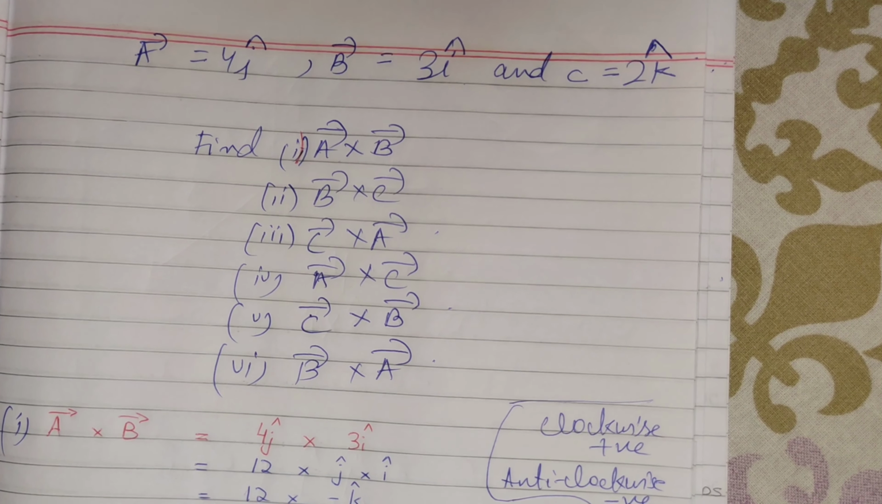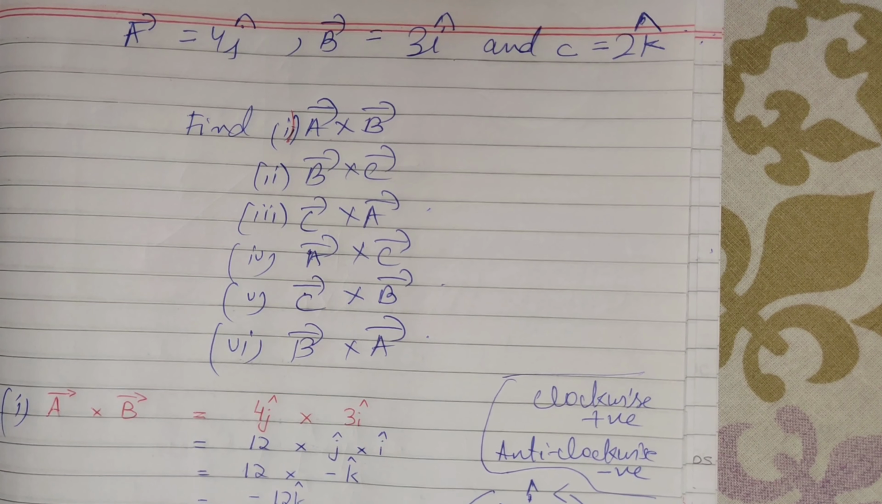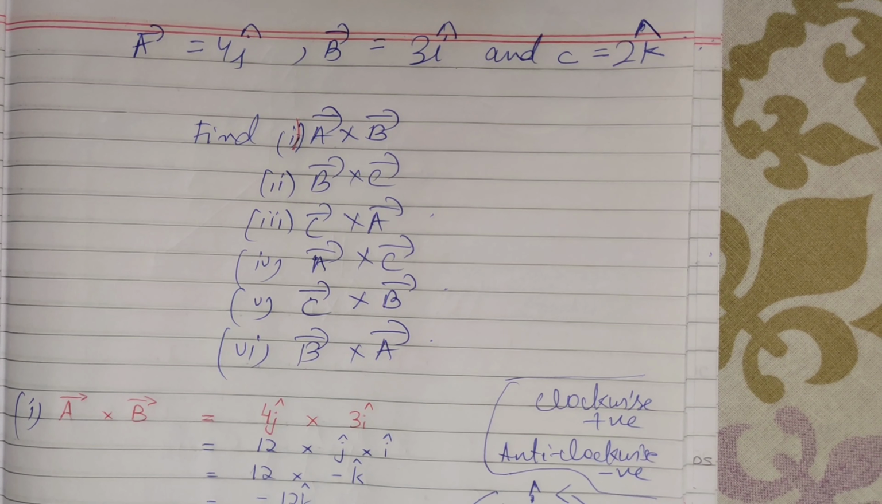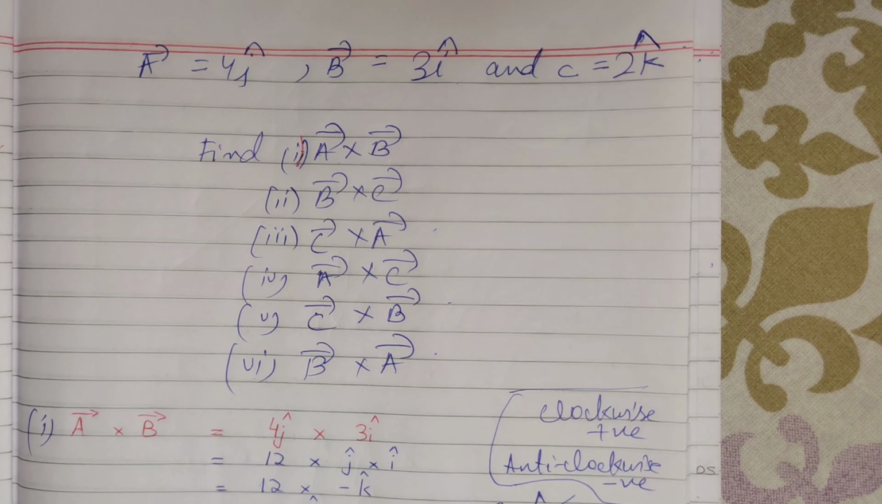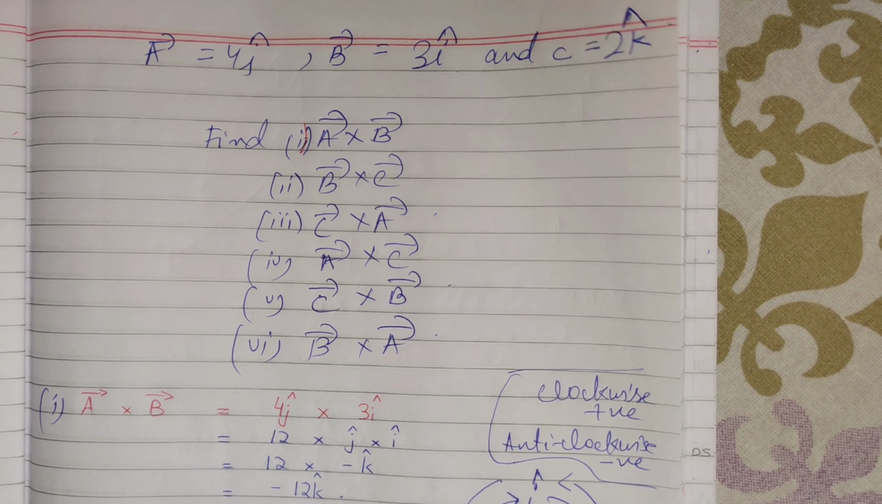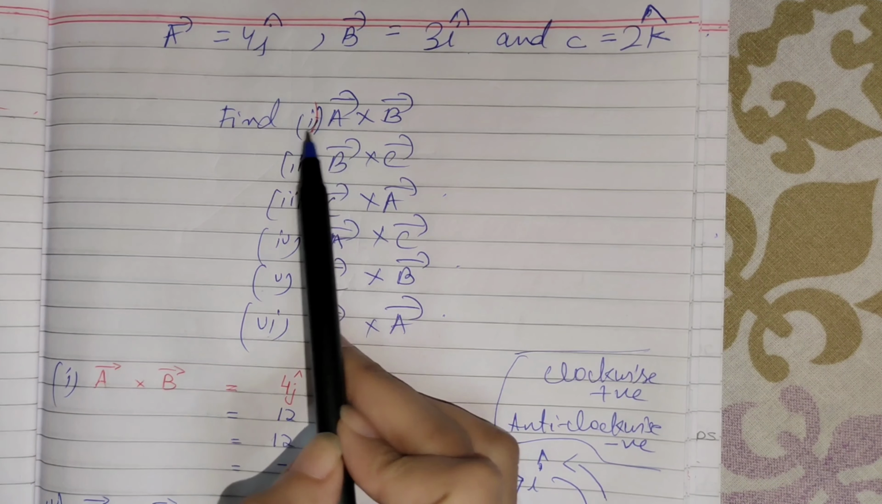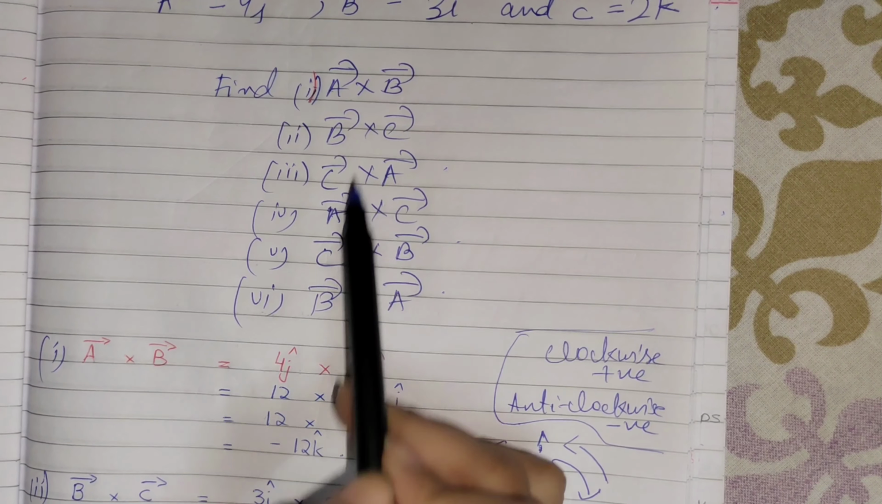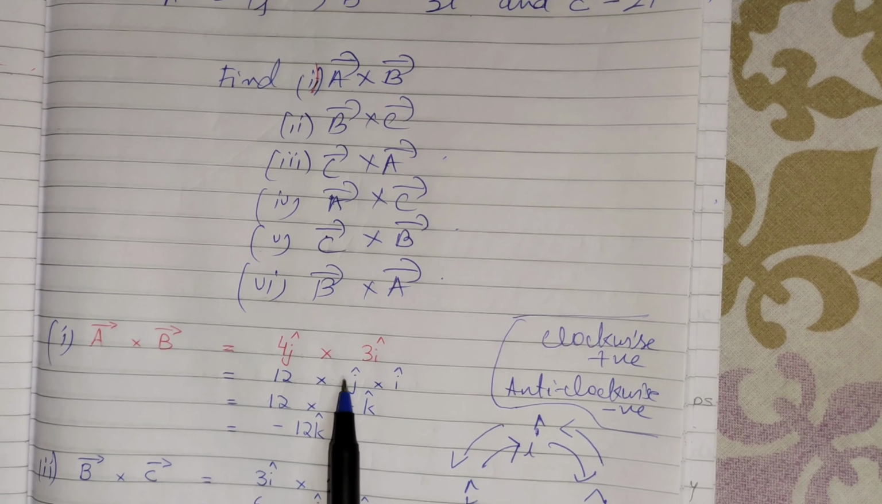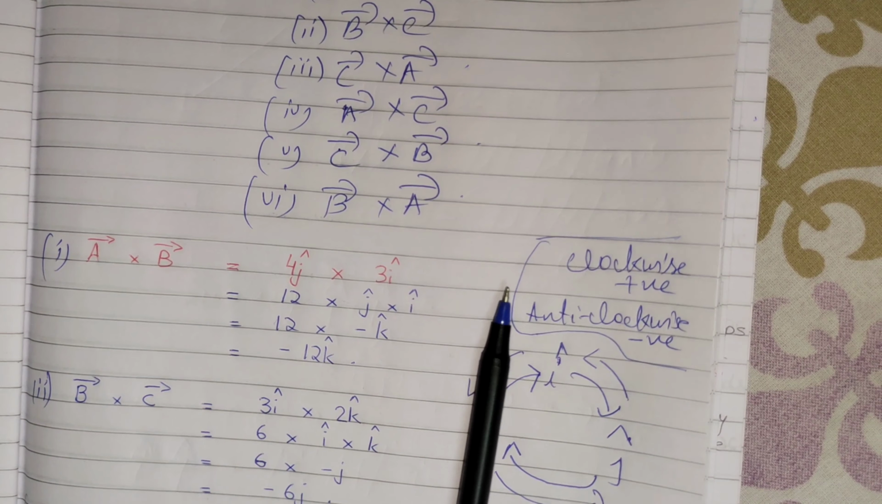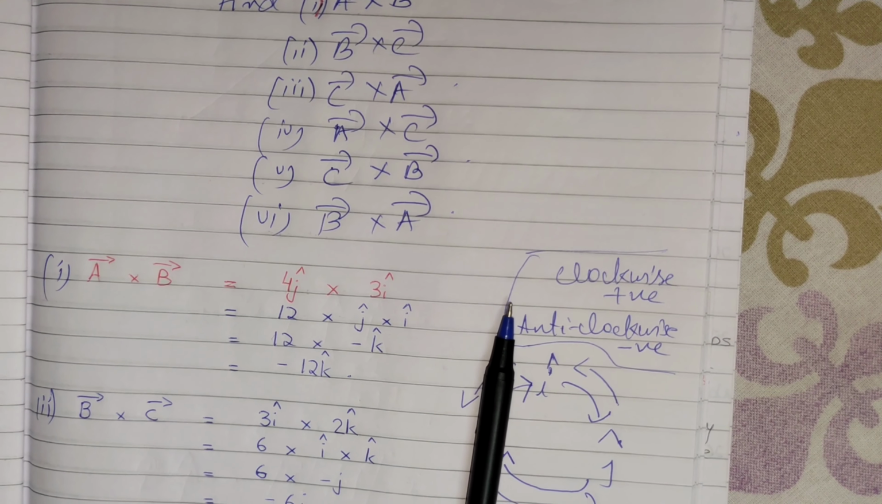So let's have a look at a few more questions. Vector A is equal to 4J. Vector B is equal to 3I. And vector C is equal to 2k. Alright. So, we need to find out A cross B, B cross C, C cross A and so on. So, I would be solving three questions here. The rest would be homework for you.